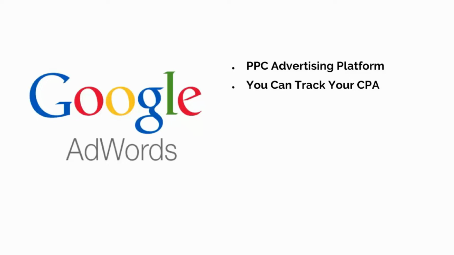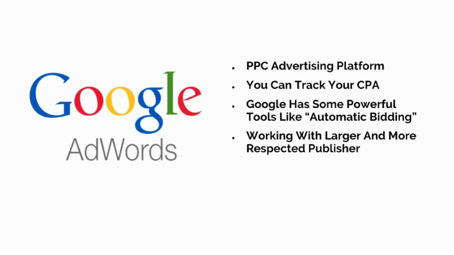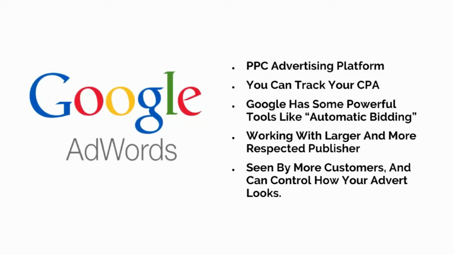While this doesn't protect you as much from an unsuccessful ad, you can quickly make changes to ensure that you start making money. What's more, Google has some powerful tools such as automatic bidding that ensures that your ad will always be getting you the best rates for CPA. This way you can get Google to literally do your bidding. At the same time, you'll be working with a much larger and much more respected publisher. You'll be seen by infinitely more potential customers and you'll be able to closely control how your advert looks.